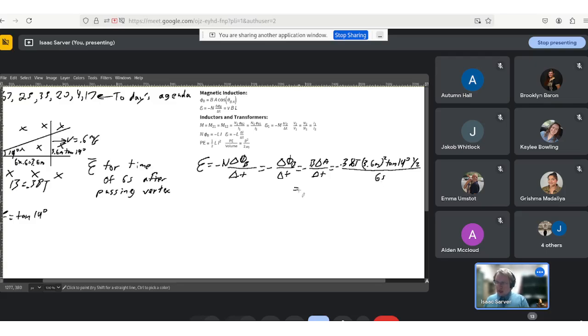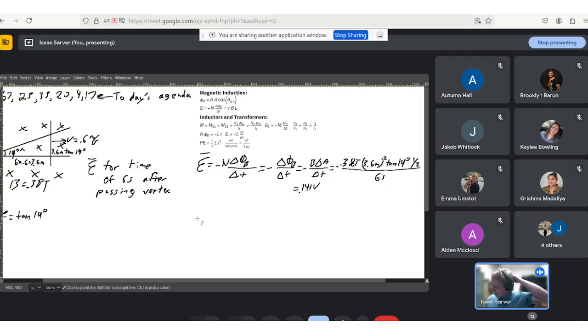All right, average EMF. Pushing that into my calculator: 0.38 times 3.6 squared times tan 19, divided by 12. The average EMF is 0.141 volts. This is an average.